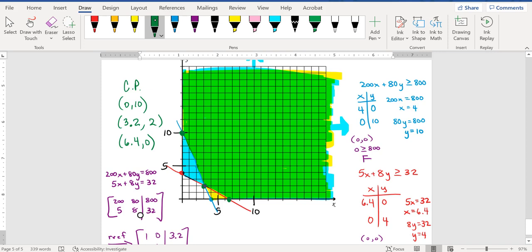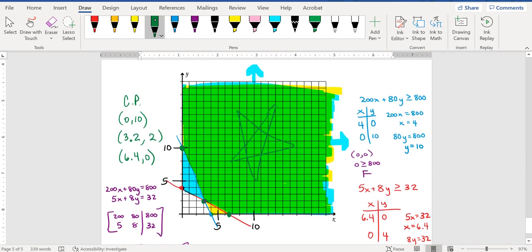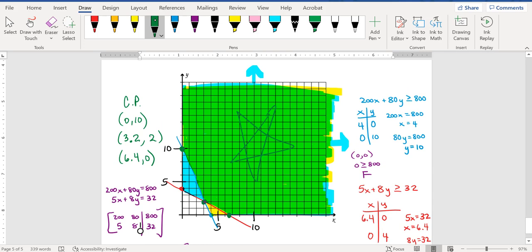So as long as you are in this feasible region, whether you be at a corner point or not, you have satisfied that dietary requirement. You would be getting at least 800 calories and at least 32 grams of protein. No matter what point you picked in this feasible region, you would be meeting those requirements. That's it. Go do the homework associated with this section, and we'll see you next time.